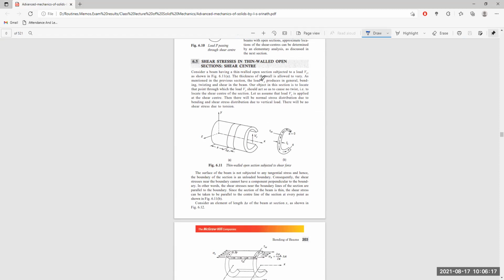The thickness of the wall is allowed to vary. So here thickness may not be the same everywhere. This is the thickness here, and this is S. S is equal to 0 here, and S means the total length of this particular strip, throughout the length. And tau XS is the shear stress acting along this circumference of the beam itself.